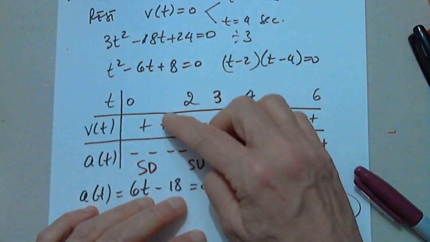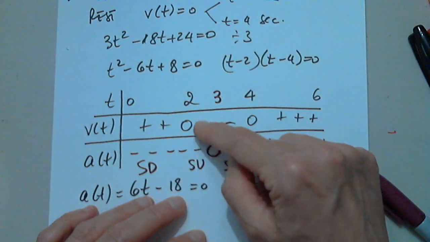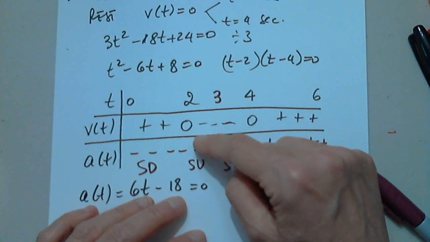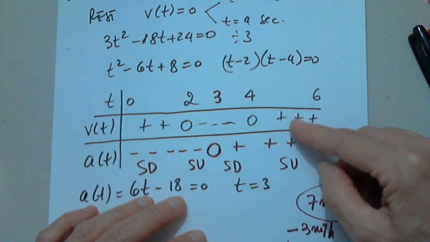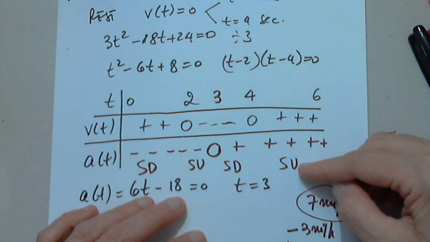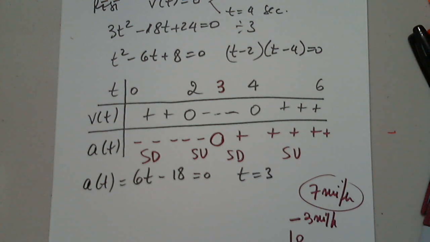So it's the same thing here. When forces go against each other, the particle is slowing down. When forces are both in the same direction, it's speeding up. Opposite direction, slowing down. Same direction, speeding up. That's all basically you need to do on that problem.